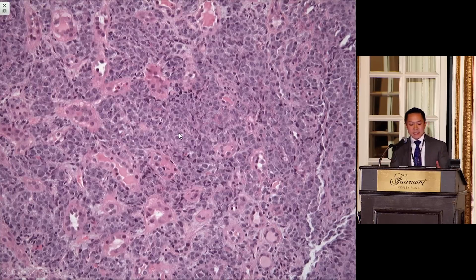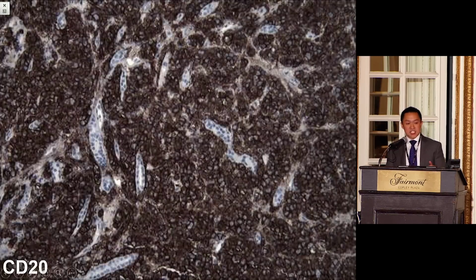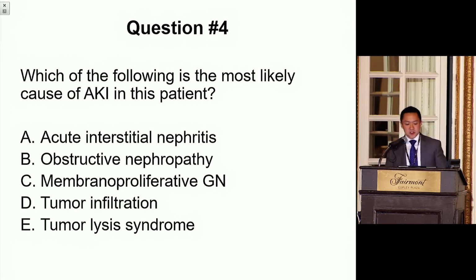And when we stain these cells for the anti-B cell marker CD20, you see that the cells are diffusely positively staining. So my fourth question for you is this: which of the following is the most likely cause of AKI in this patient? Acute interstitial nephritis, obstructive nephropathy, MPGN, tumor infiltration, or tumor lysis syndrome?